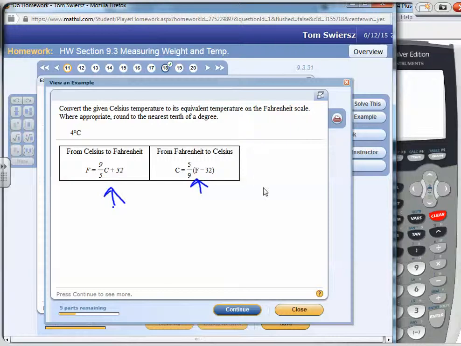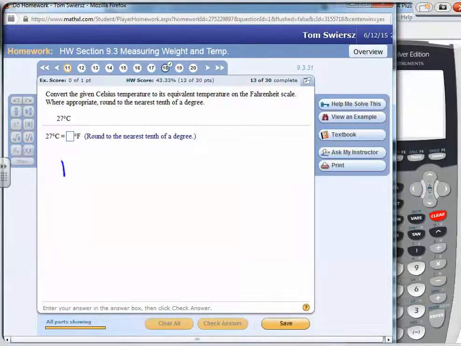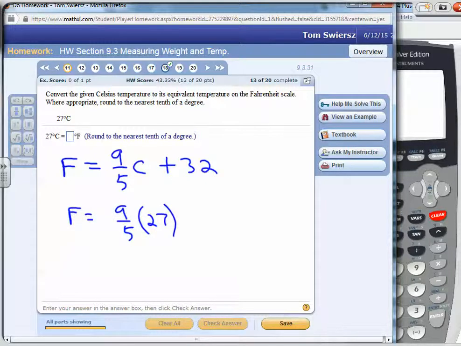Now what we have is 27 degrees Celsius, and we're going to convert to Fahrenheit. So we need to use the formula F equals 9/5 times Celsius plus 32. That's the formula for Fahrenheit because we want to convert to Fahrenheit, so we use the one solved for F. F equals 9/5 times the Celsius given, which is 27, plus 32. You can do this all in one step on your calculator.